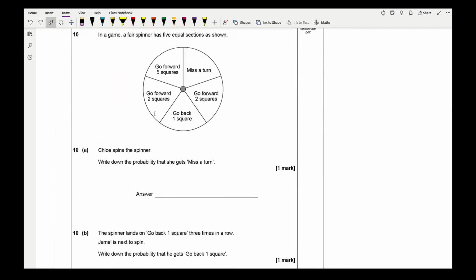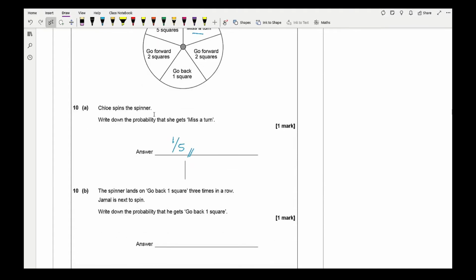So in terms of the next question, question 10, it says that in a game, a fair spinner has 5 equal sections as shown. Chloe spins the spinner. Write down the probability that she gets a miss a turn. Well, miss a turn appears 1 out of 5, so the probability is 1 out of 5. It then says the spinner lands on go back 1 square 3 times in a row. Jamal is next to spin. Work out the probability that he gets a go back 1 square. You'd expect all the spins to be independent, so not having an effect. So that's just going to be exactly the same, 1 over 5.